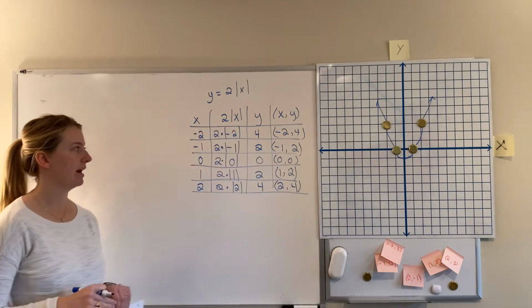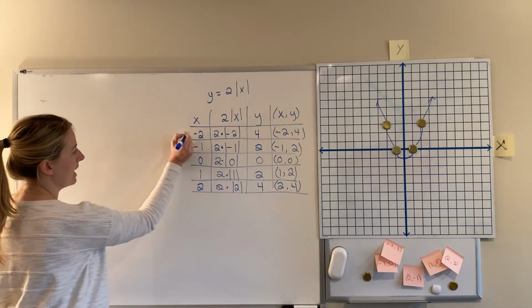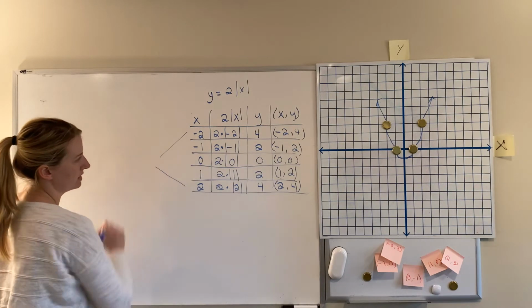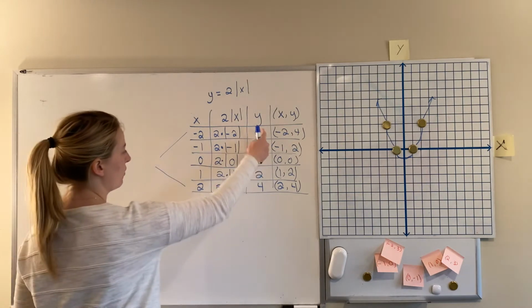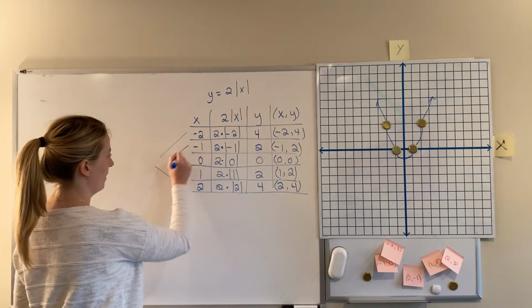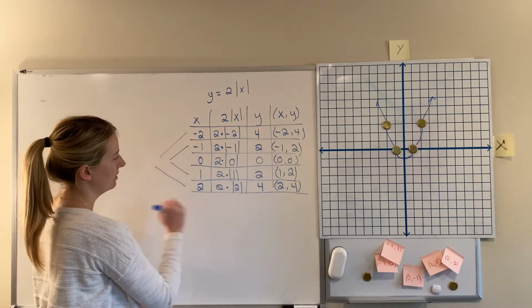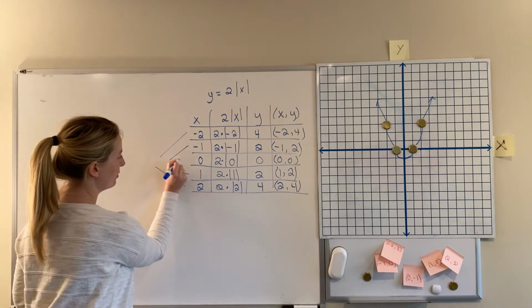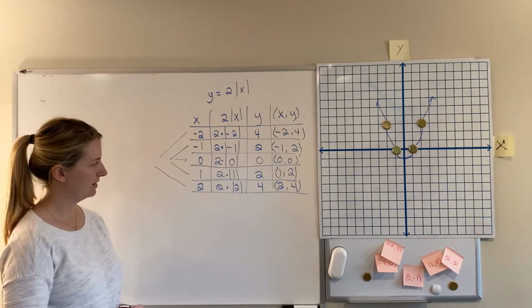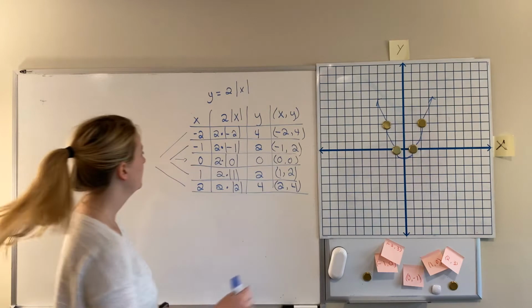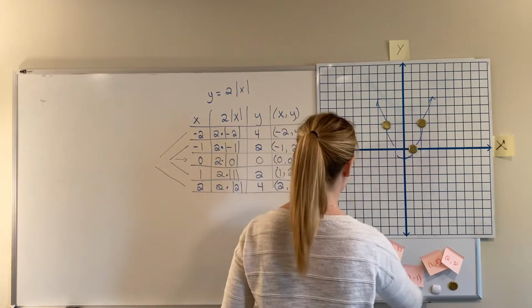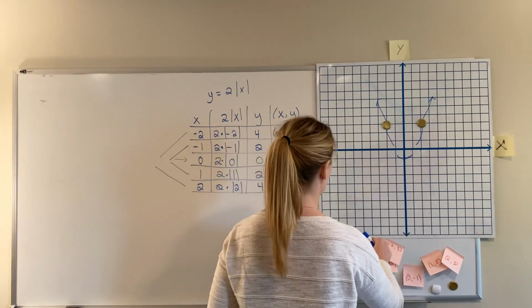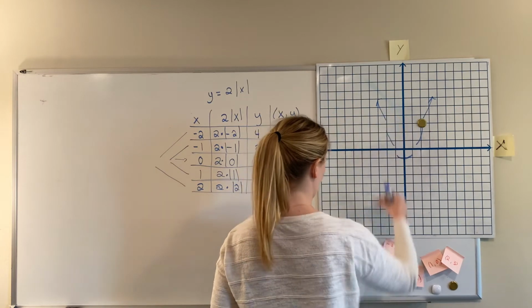And same thing that I pointed out on the last one. Notice that we have -2 and +2. And then notice that our y values are the same. Notice that we have -1 and 1, and our y values are the same, 2 and 2. And then this point right here is our middle point, 0, 0. So our next step is we're going to graph this out. And then our last step is to draw the V.